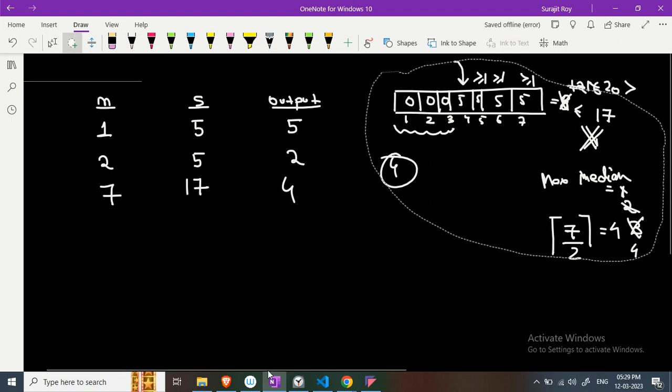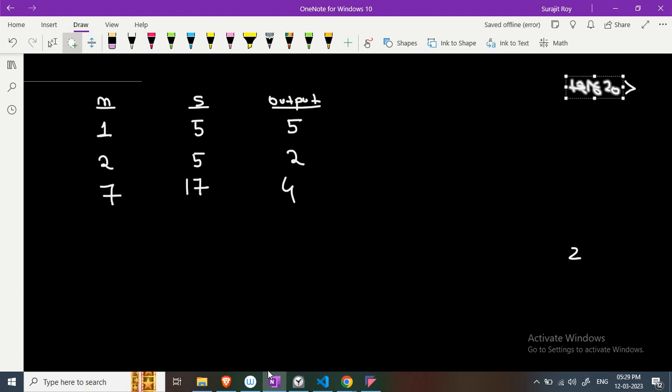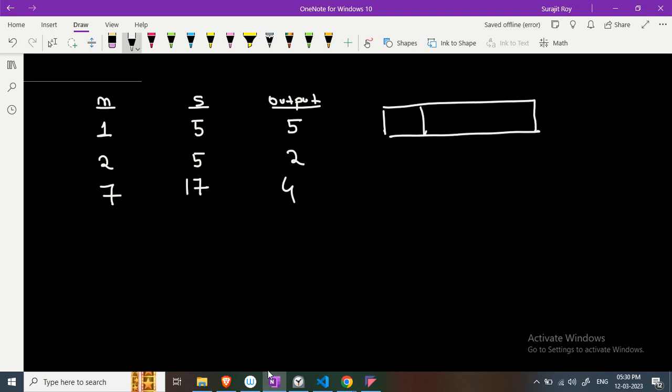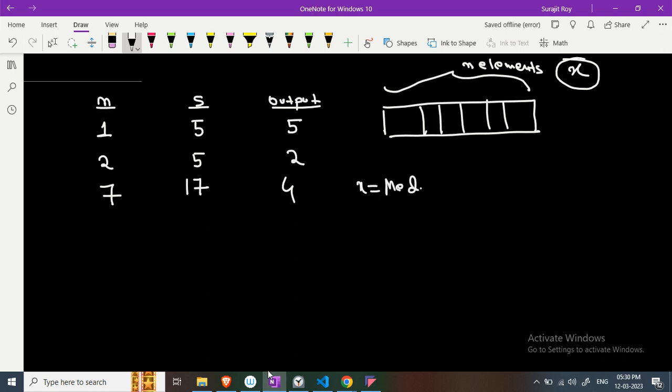Now let's discuss how we can solve this problem. Okay, so how can we solve the problem? Let's suppose there are n elements. Let's suppose my median is x. So x is the median, and it is the highest.